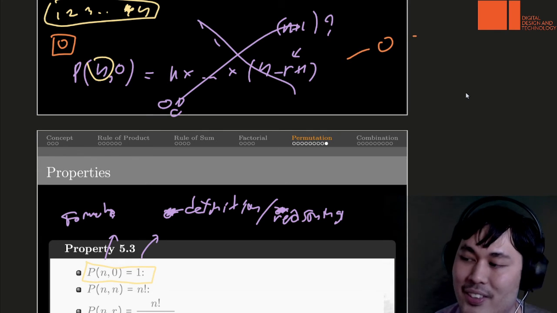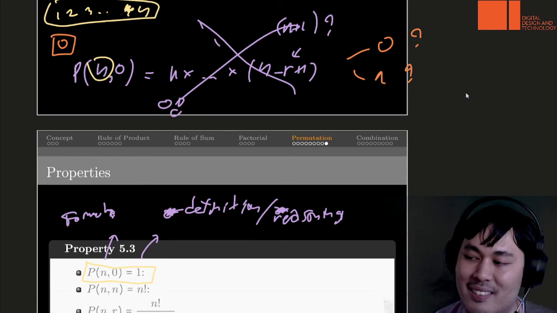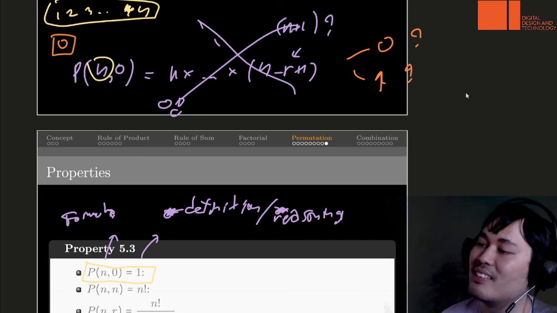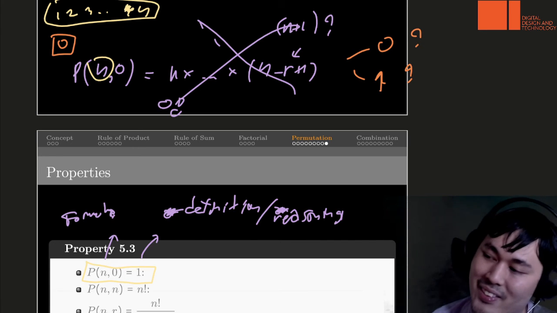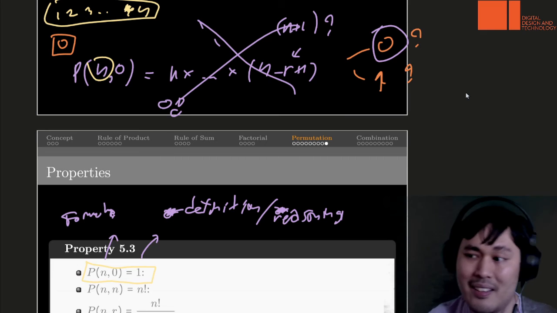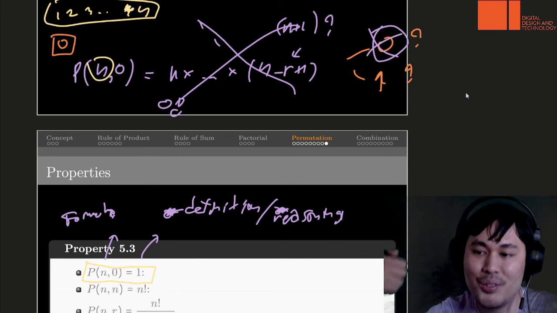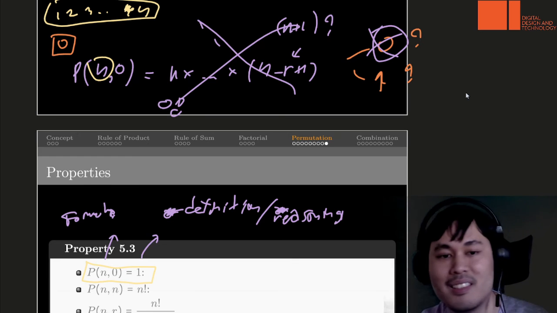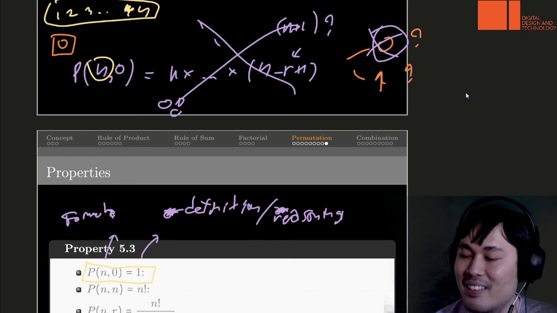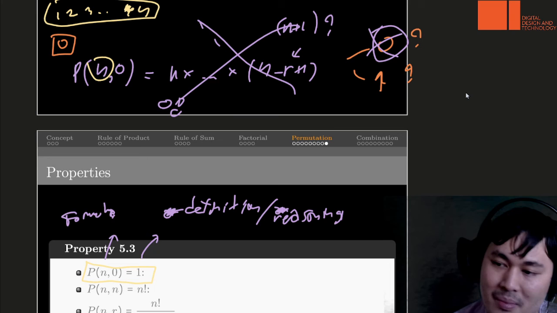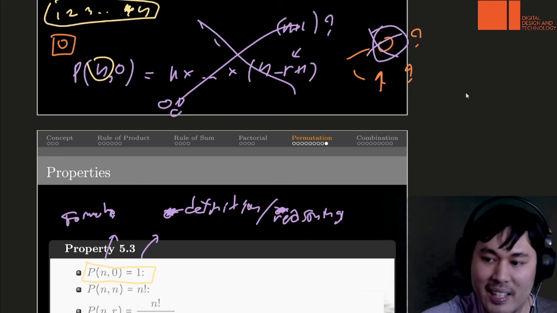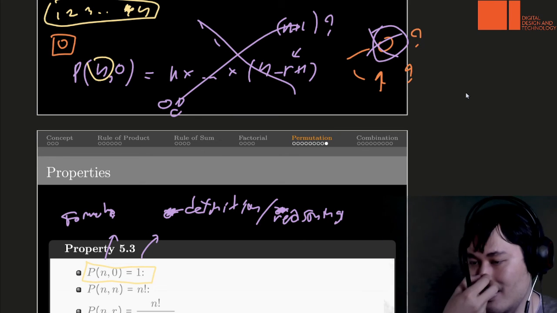Do you think it's 0? Or do you think it's 1? How many ways are there? It seems like it's 0, right? There is no way to select. But in fact, there is a way to select 0 people. Think about it. Can you select 0 people? Yes. You just give them back the blank, the empty list.